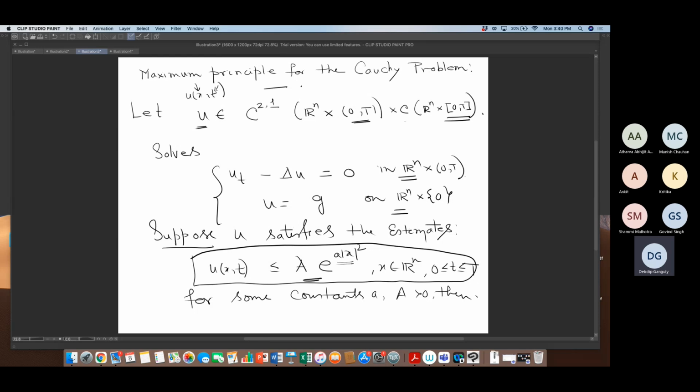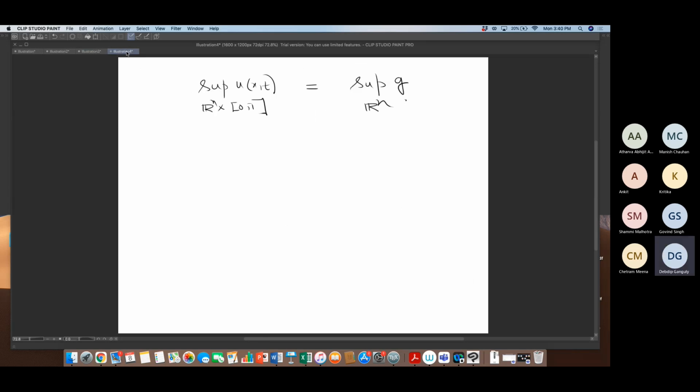That means you can grow up to exponential. It's a large growth, right? You can go up to an exponential at R^n. So as x tends to infinity, the growth of u at infinity is e to the power a |x|^2, so it can grow at an exponential growth rate. It's bounded by an exponential growth rate. Then the supremum of u(x,t) is equal to the supremum of g on R^n.